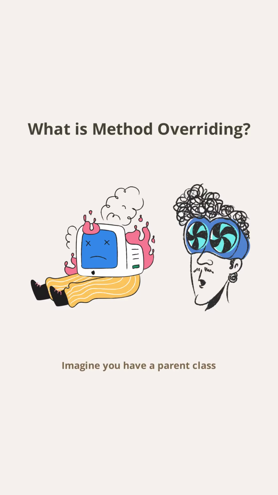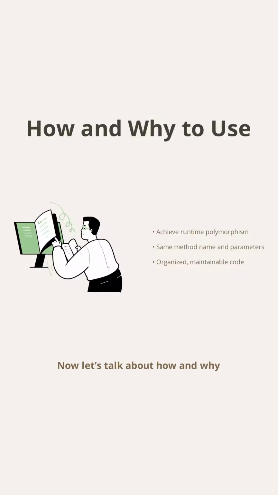Imagine you have a parent class called Animal with a method called makeSound. If you create a subclass called Dog, you can override the makeSound method to make it bark instead of making a generic animal sound. This is a powerful feature in Java because it helps us write flexible and reusable code. Overriding is all about redefining how a method behaves in a child class, making your programs more dynamic and tailored to specific needs. Now let's talk about how and why we use method overriding in Java.